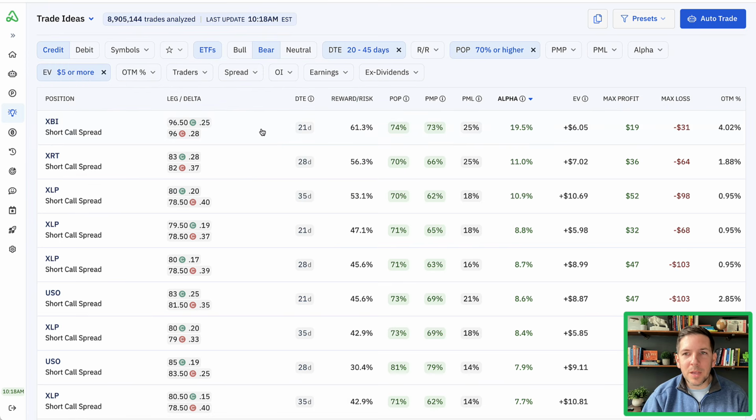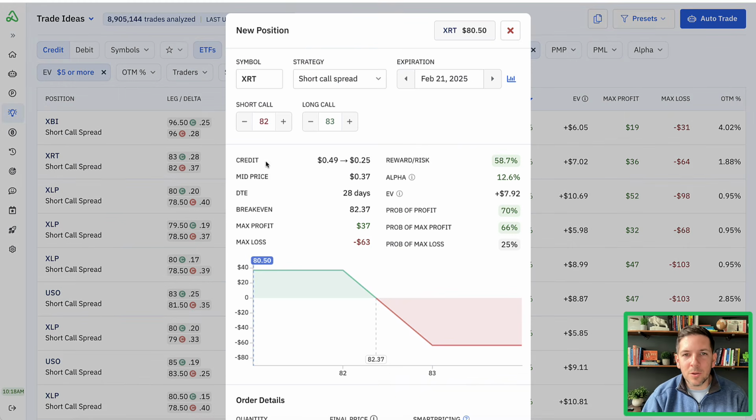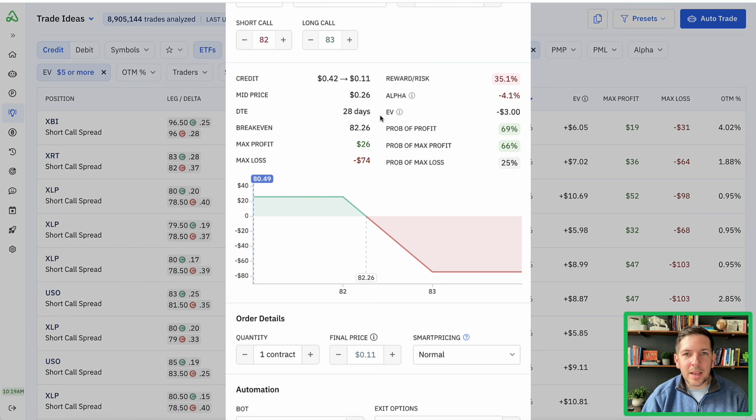This is this XBI short call spread. Actually, this one's low premium, so we'll go with this next one here. A little bit higher premium here, so we'll surface this trade. You can see this one here is XRT, that's retail. And this one looks like it's an okay trade.